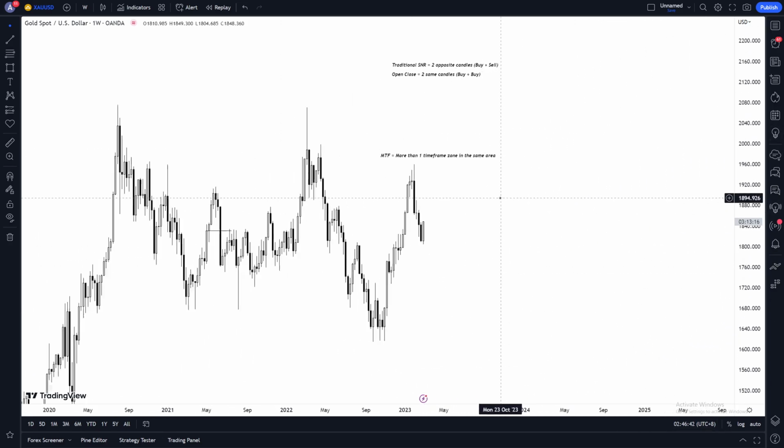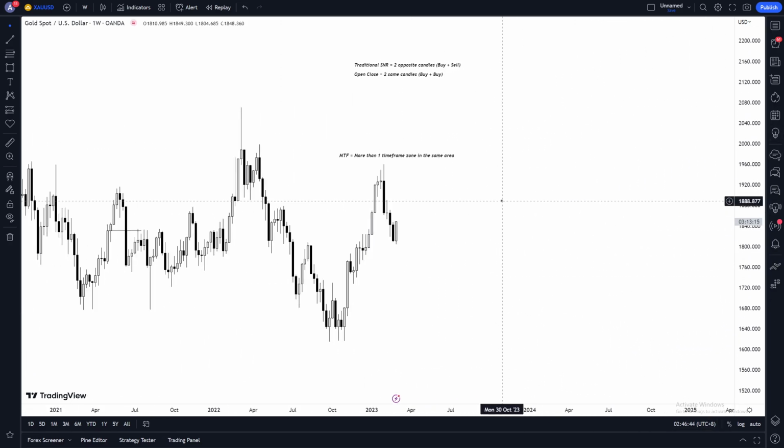You will usually use MTF when you're trying to find an area which has multiple time frames with the same zone in the same area. So you have one area, let's say monthly, and then you have the weekly, and the daily in the same area. And then from the weekly and daily, you refine some more, H4, H1, and they're all roughly in the same area. Then you enter from the H4, H1 just when it touches.